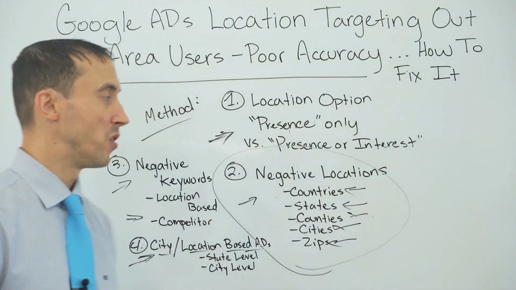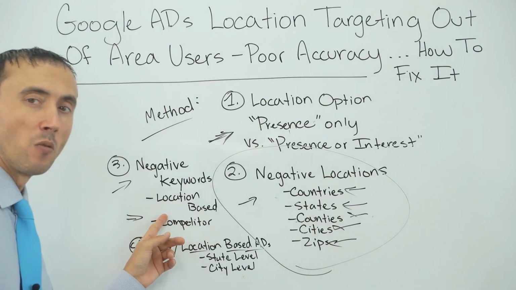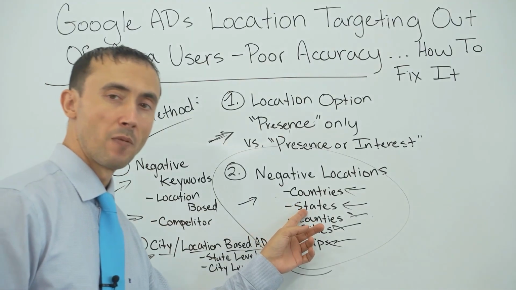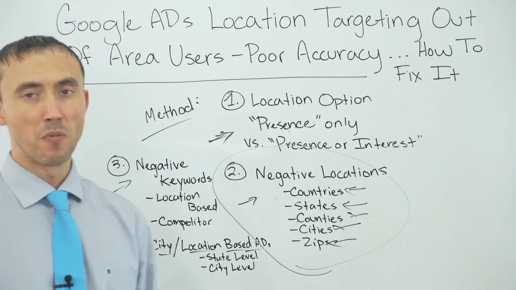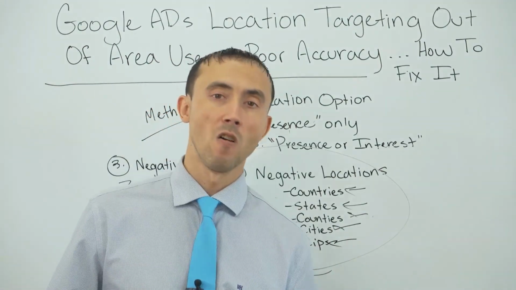It's not a silver bullet, but when you combine that with the negative keywords, like I mentioned to you, with the negative locations, with having the correct advanced location option set up on your campaigns, it's going to mean all the difference in your results.